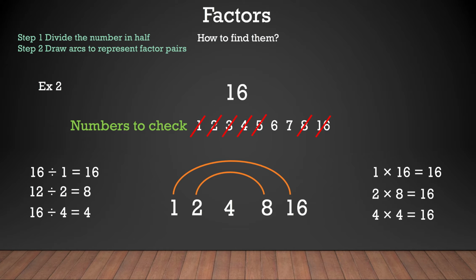Now once again, halfway between 8 is 4. Okay, so we don't need to check any numbers. We are done with this. We're done finding the factors of 16.